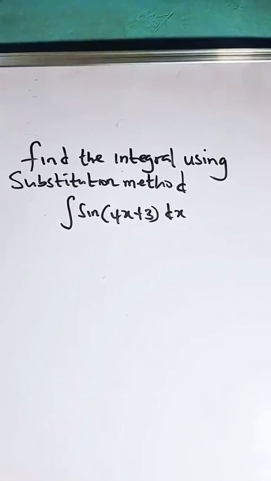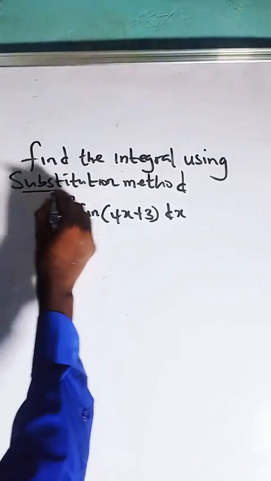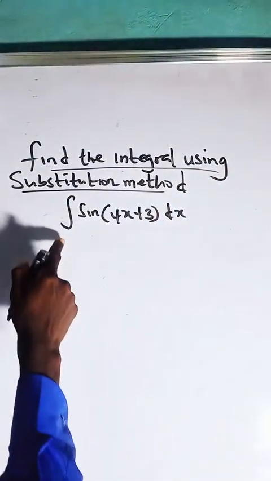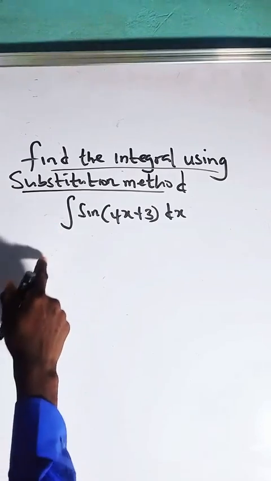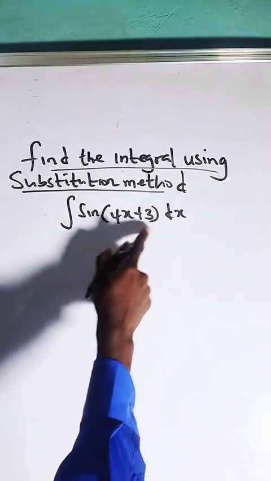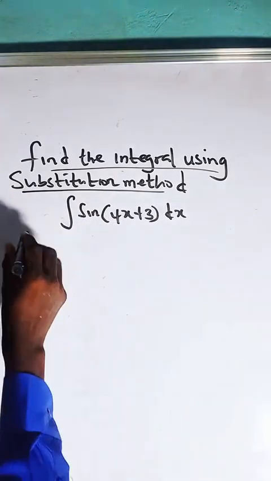The question says find the integral using substitution method. So we have to integrate this function using substitution method. We have the integral of sin(4x + 3) dx. So how do we do this?